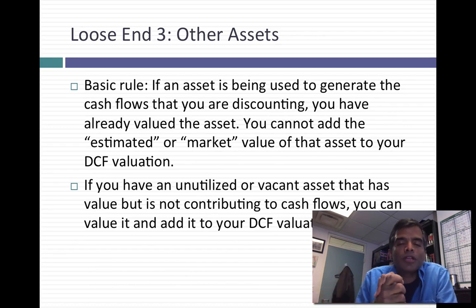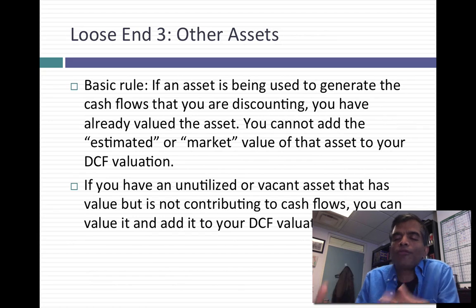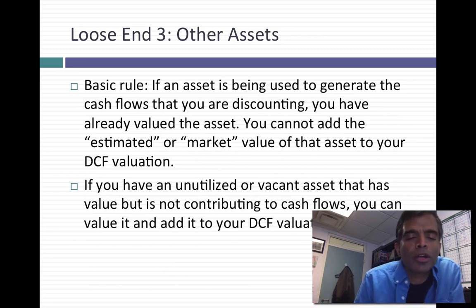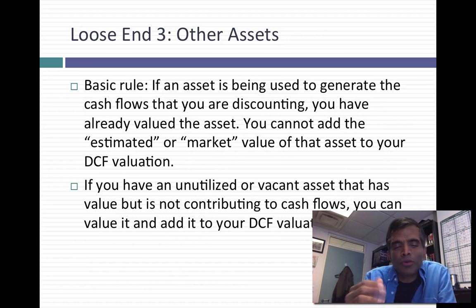The third loose end was other assets, and as I said, make sure you don't double count. If you have an asset that contributes to the cash flows, and most assets do, whether it's a headquarters building, real estate on which you built your plant and equipment, refineries as an oil company, people, even patents, goodwill, all that good stuff, it's already showing up in your cash flows. You can't do a discounted cash flow valuation and add the value of the brand name on top. That's double counting. So this is more the exception than the rule. You have to find a truly unutilized or vacant asset, a piece of land that you don't use, that you own as a company.